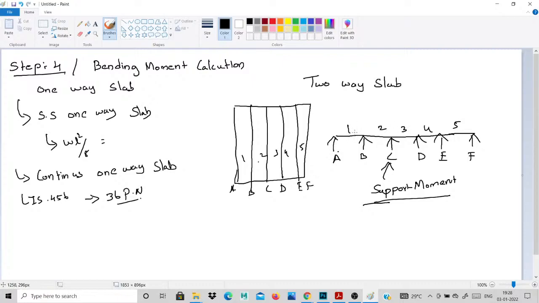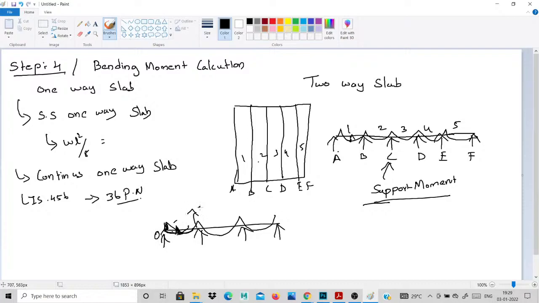I simply draw the bending moment diagram for this one way slab. This is our bending moment diagram for this one way continuous. I draw this one large diagram. This portion has no moment. It starts from this area only, at a 0 moment. This starting point is 0. Then the middle has some moments.